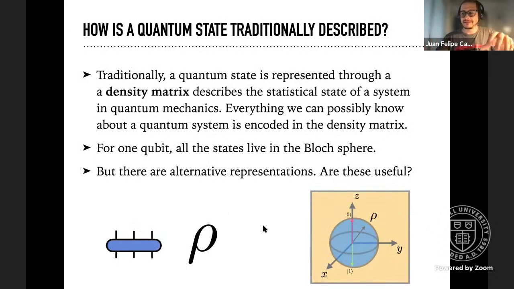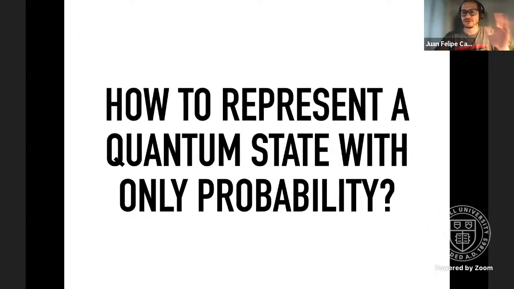So typically in quantum physics, we represent the quantum state through a density matrix, which describes the statistical ensemble of the system. For one qubit, that is the Bloch sphere, a vector in the Bloch sphere. But there are alternative representations, and the question is, are they useful? The one that I'm going to introduce is a probability representation of the quantum state. So how do we do it?